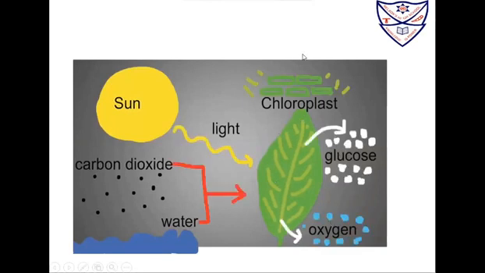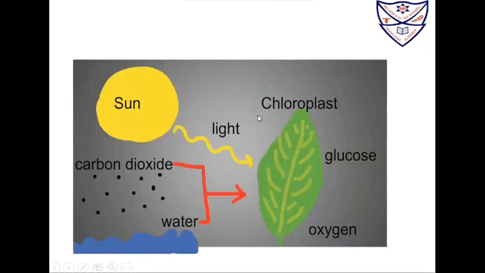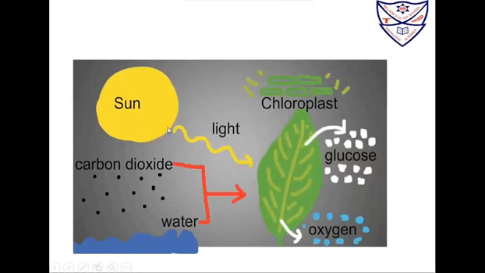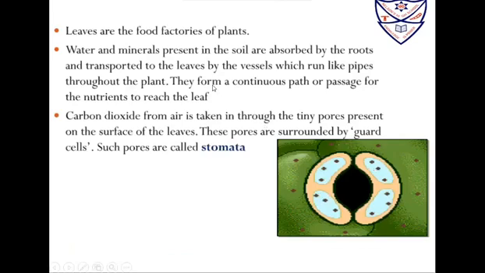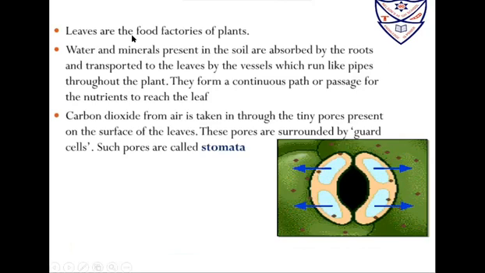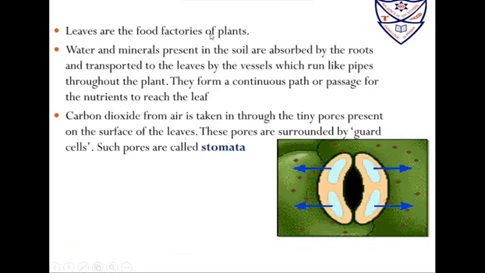Plants have chlorophyll in their chloroplasts. That's why they are using this light and making glucose. Leaves are where these chloroplasts are located. So leaves are called the food factories of the plants.